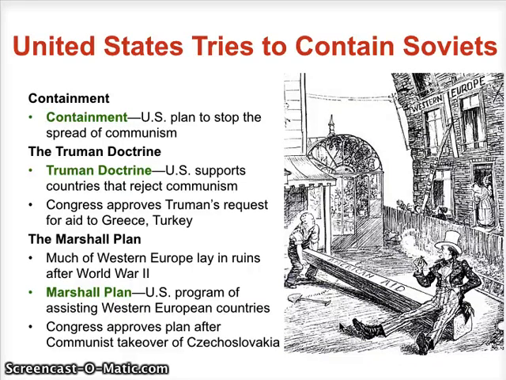The Congress does not agree to this immediately, but as soon as Stalin takes over Czechoslovakia and Czechoslovakia turns into a communist country, that is when the Congress decides that they will go ahead with this Marshall Plan.